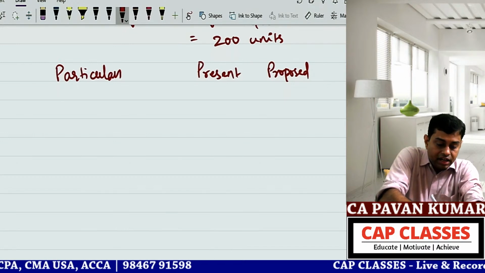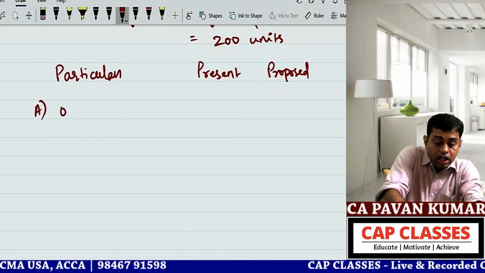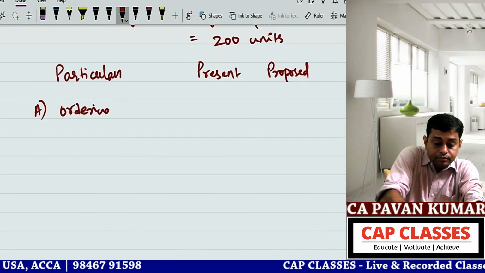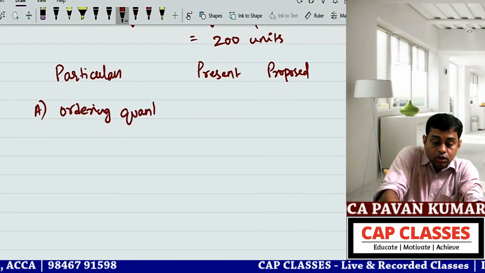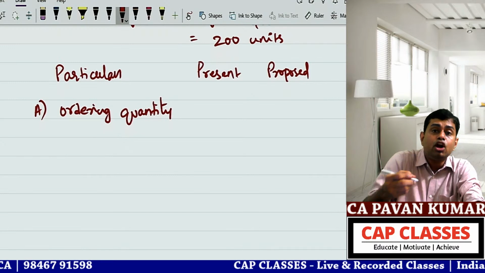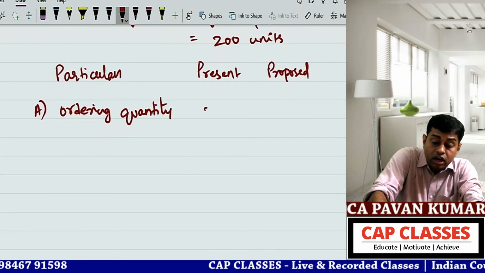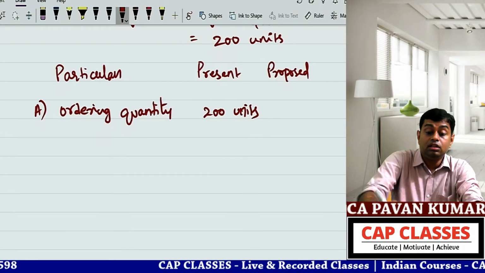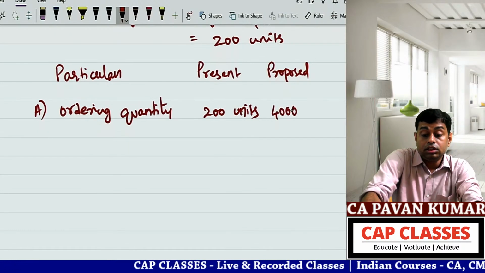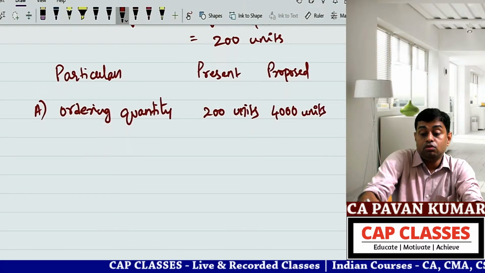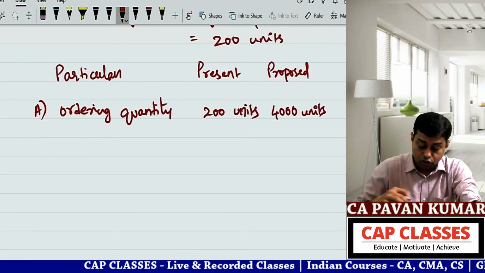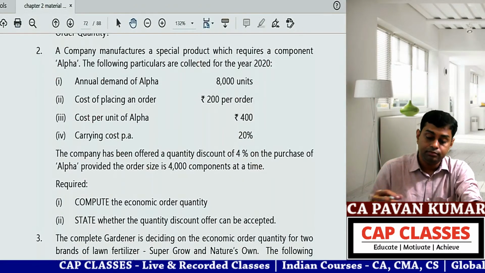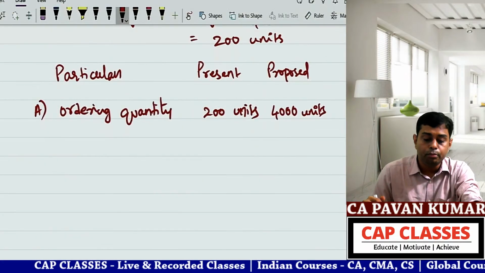Okay. Under that we write A. Ordering quantity. So at present we are following EOQ. What is EOQ? 200 units. In the proposal, the supplier is asking 4,000 units purchase karo, bumper offer discount dete hai. So 4,000 units you need to order, 4,000 components.